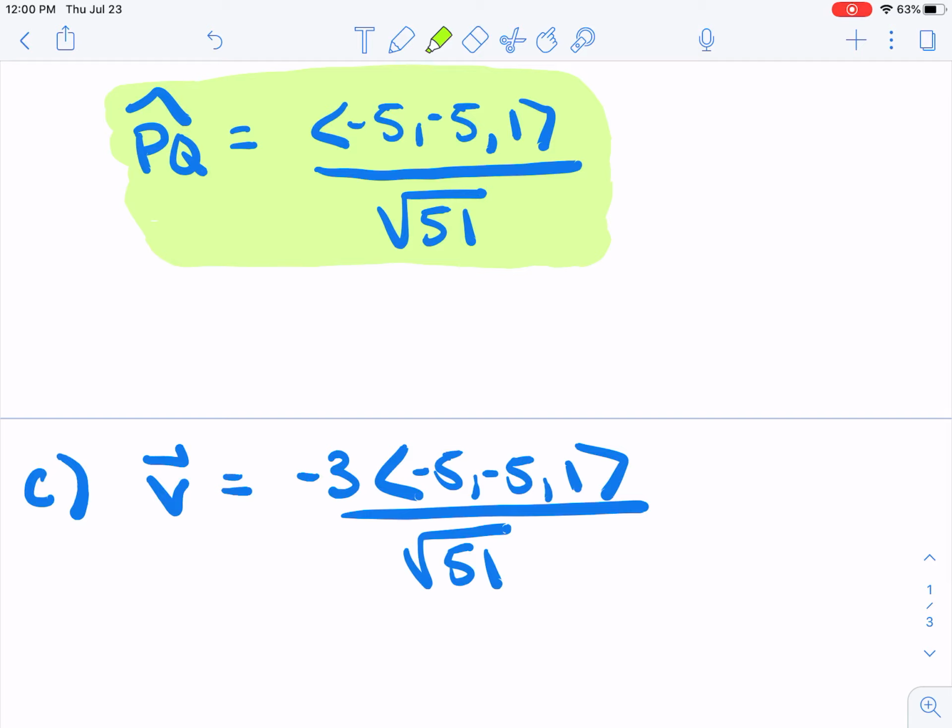Well, you don't have length negative 3, but a vector with length 3, and the negative means it's pointing in the opposite direction. So this accomplishes what we were asked to do. Those are the types of things that you'll be asked to do in the homework with vectors.